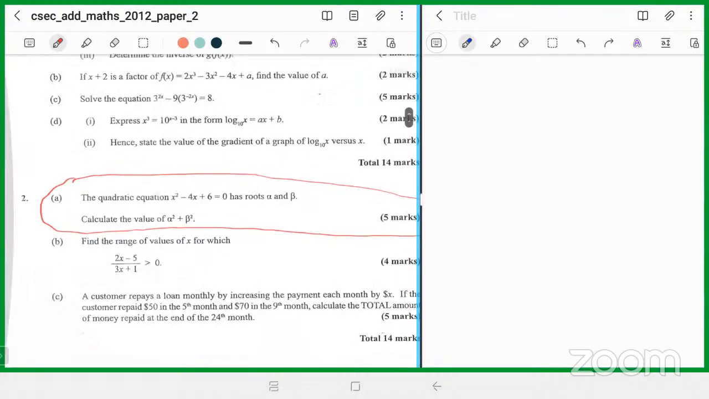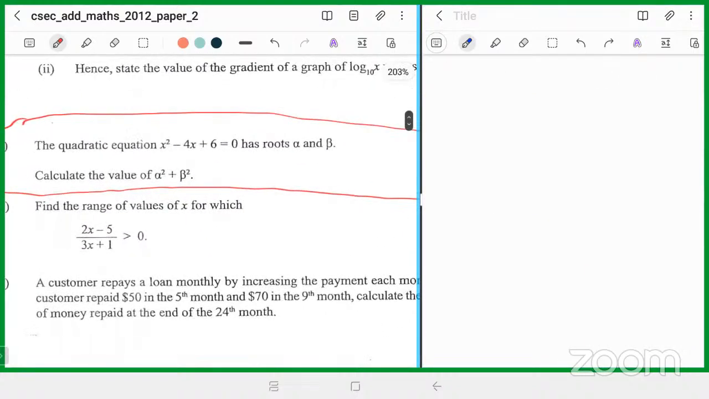All right, so this question says, the quadratic equation, and it is already in the standard form because we have equal 0 there, remember? These are your roots. Calculate the value of alpha squared plus beta squared. That's a standard question. What we have to remember is that alpha squared plus beta squared is equal to alpha plus beta all squared minus 2 alpha beta. That's one of your must-know items.